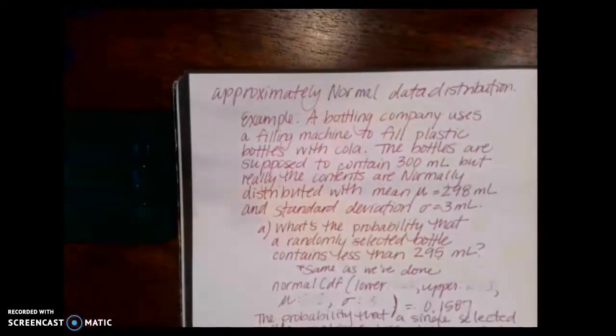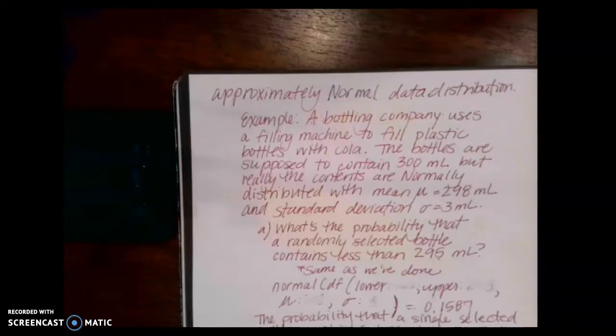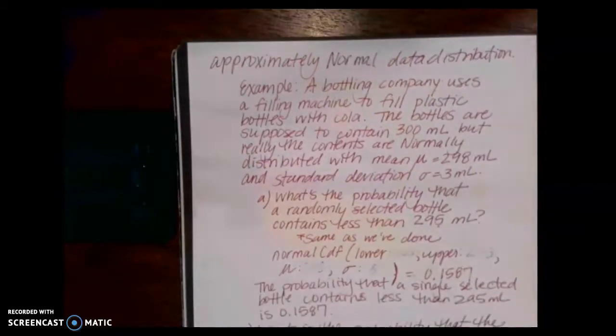So here's our example. A bottling company uses a filling machine to fill plastic bottles with cola. The bottles are supposed to contain 300 milliliters, but really the contents are normally distributed with a mean mu equal to 298 milliliters and standard deviation sigma equal to 3 milliliters. What is the probability that a randomly selected bottle, so a single bottle, contains less than 295?